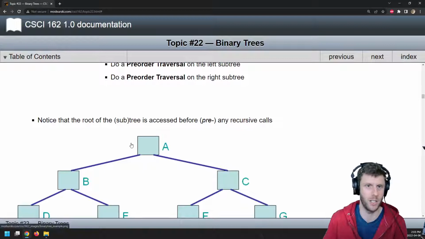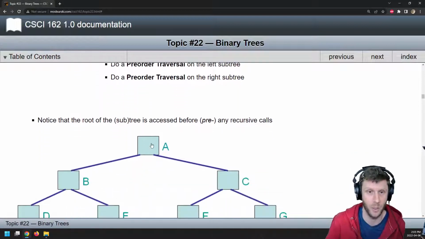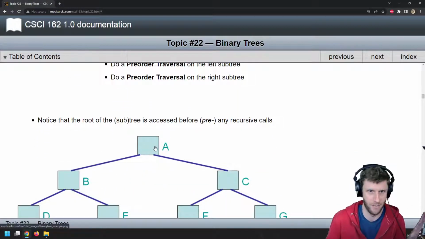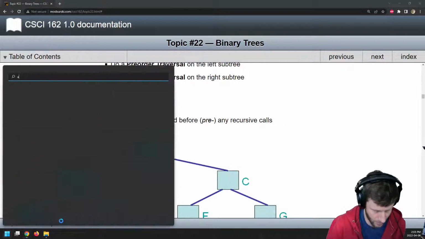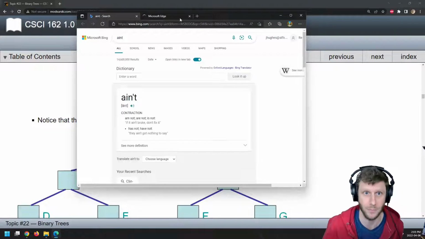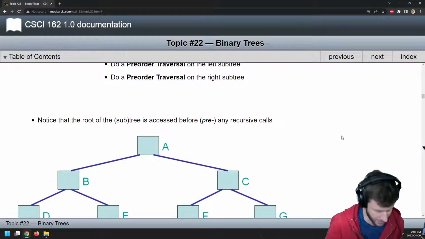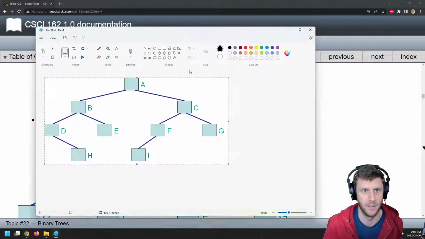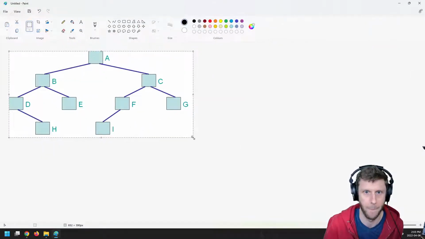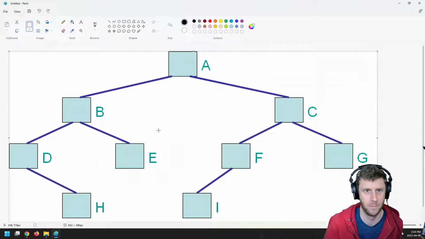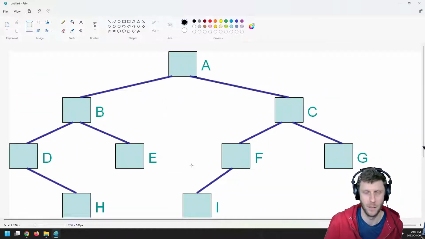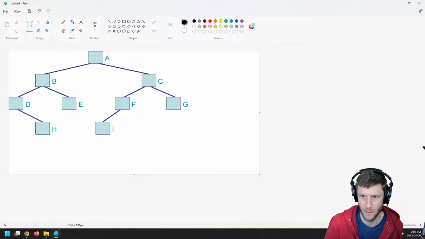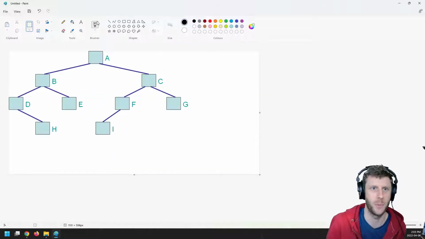So here's how I would do it. We're going to follow this. Access the root, I get A. I'm going to copy. Paint. That is not paint. Okay. Nope. I wish I could do like 150, but that's okay. Hopefully y'all can see this pretty well.